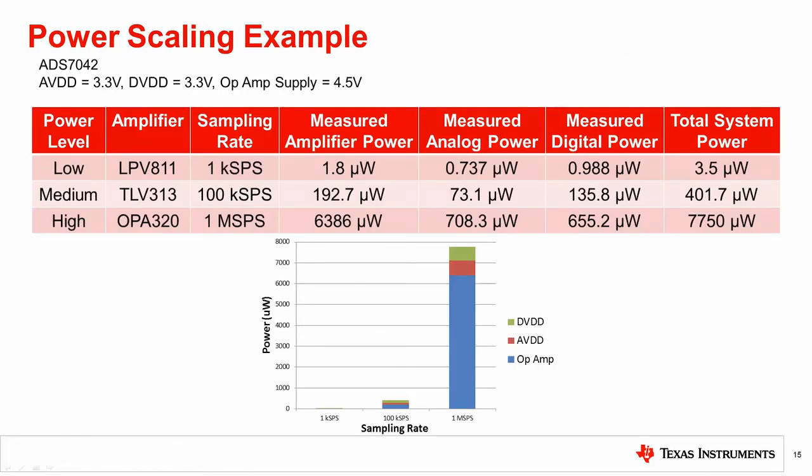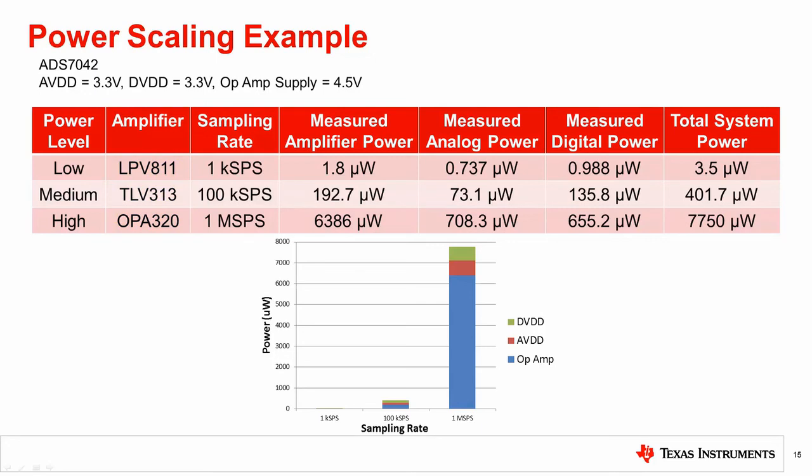On this slide, an example of measured results for power scaling is shown. For this example, the system used an ADS7042 with an AVDD of 3.3 volts, a DVDD of 3.3 volts, an op-amp power supply of 4.5 volts, and different op-amps for each sampling rate. Different op-amps were used because the bandwidth requirement changes with sampling rate.